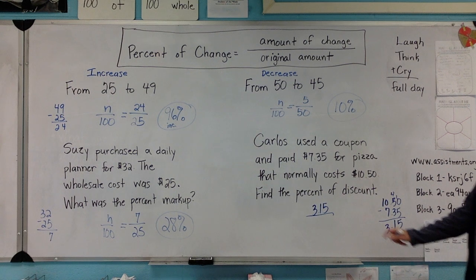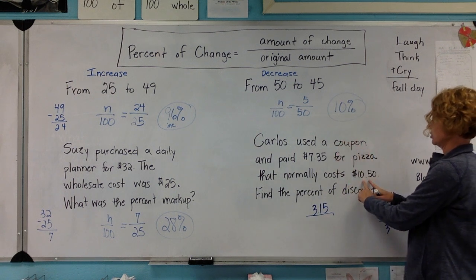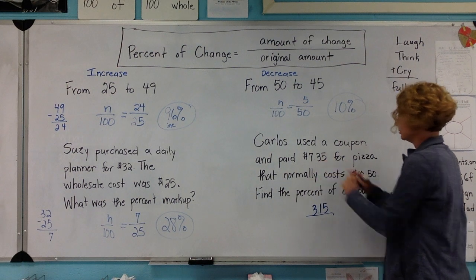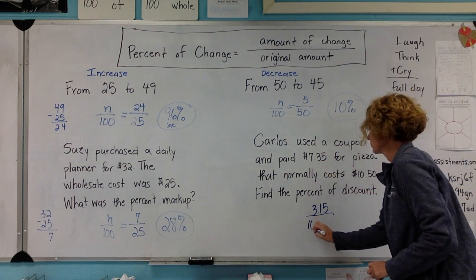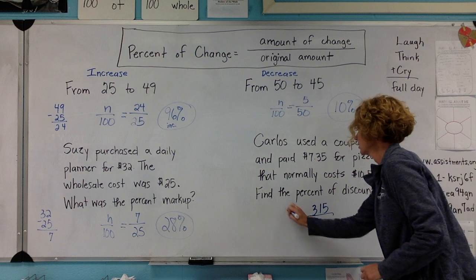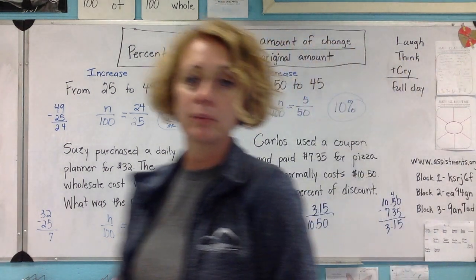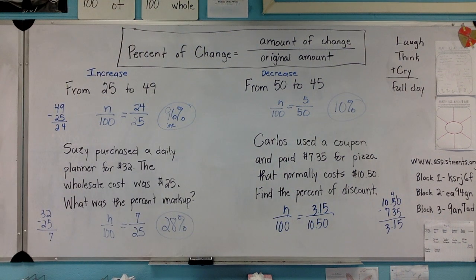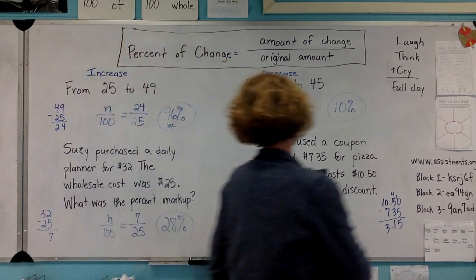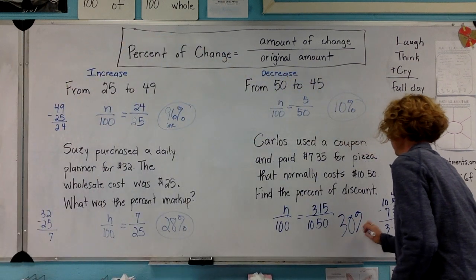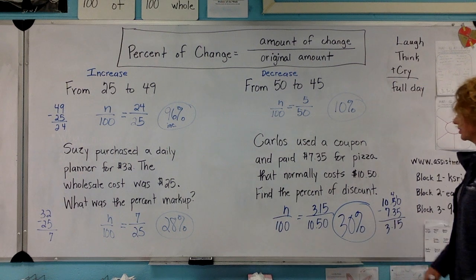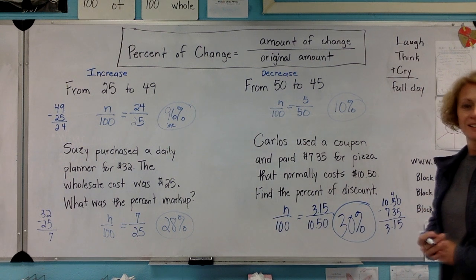What was the original? So this is a decrease. It normally costs this. I want to see what the percentage going down to that is. So the original was $10.50. Again, I'm trying to find this as a percentage. All right, now look at what I'm going to cross multiply on that. I'm going to have 100 times $3.15, and I'm going to divide that by $10.50. That's a 30% discount, 30% decrease. Okay?